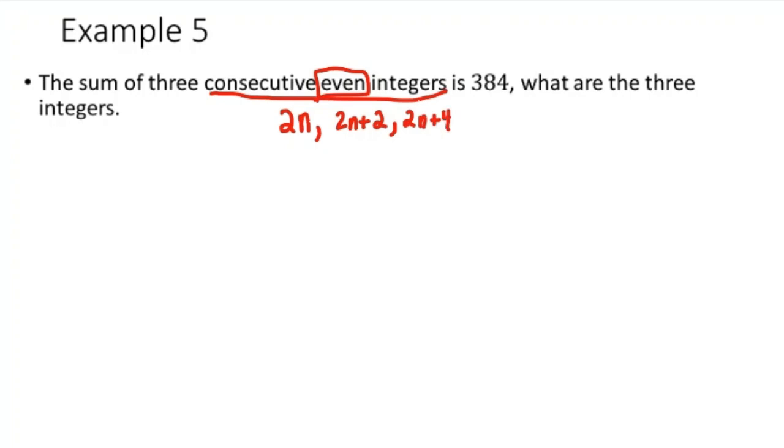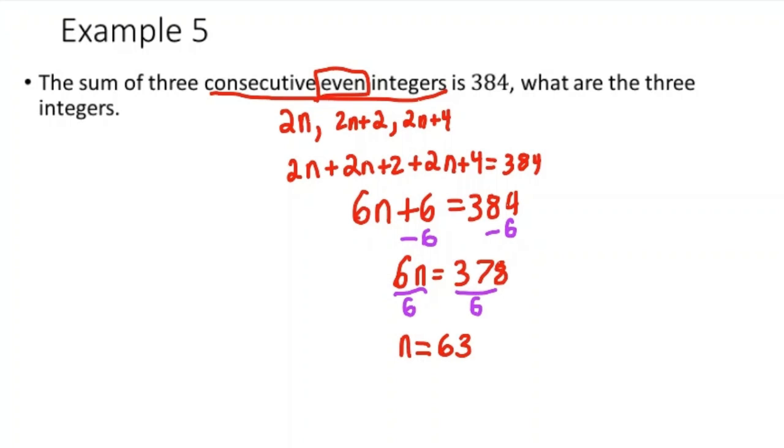According to the problem, we're told the sum is 384. So the sum means we're adding the numbers together. So 2n plus 2n plus 2 plus 2n plus 4 equals 384. Now we have our linear equation. Let's solve. And we get n equals 63. Now, even though we have n, we have not yet answered the question. What are the three integers?